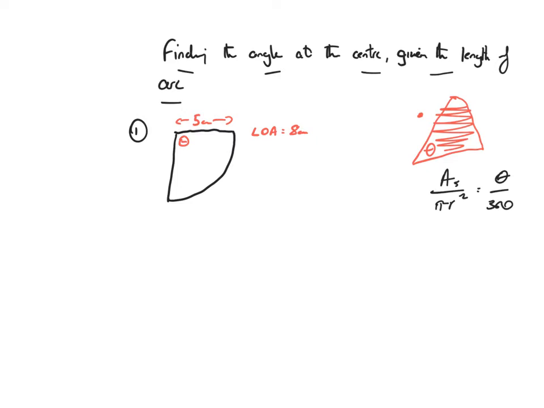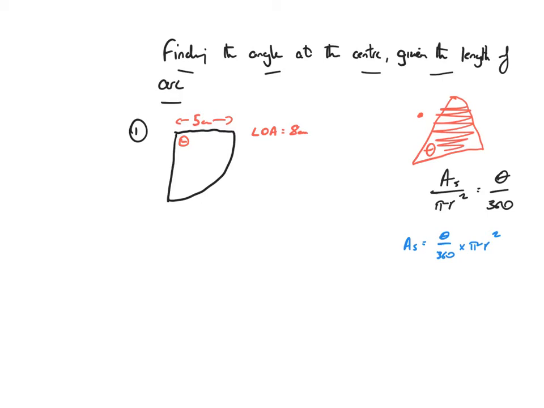Remember that for area of a sector, it was a bit of the circle times pi r squared. And we also saw that we could generate this ratio here by bringing that down and dividing by pi r squared, so it would be area of a sector over pi r squared is equal to theta over 360.